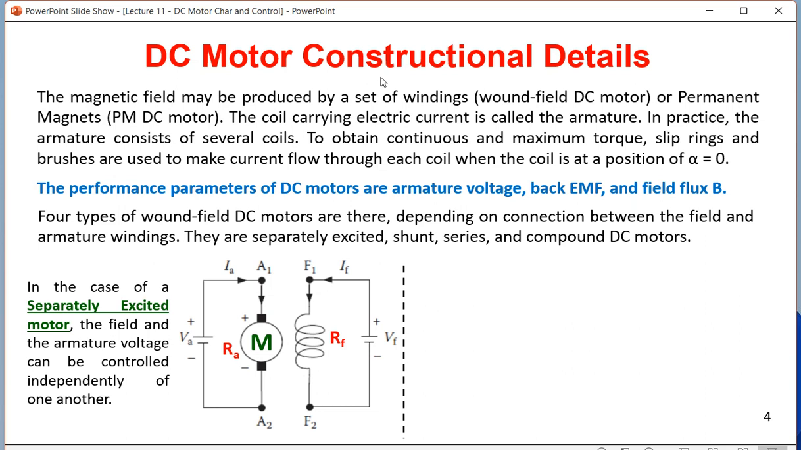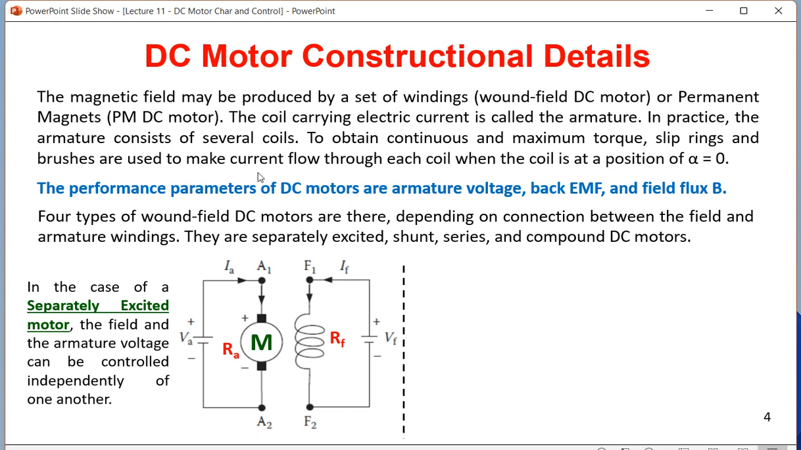The coil carrying the electric current is called the armature. So the armature is carrying the electric current and the field is carrying the current, which is directly proportional to the MMF density which they are going to produce. So there are two fields, one is electrical field, one is magnetic field. They react and produce another field, a third field, which is the mechanical motion. That is generally given by the thumb in case of Fleming's left hand rule.